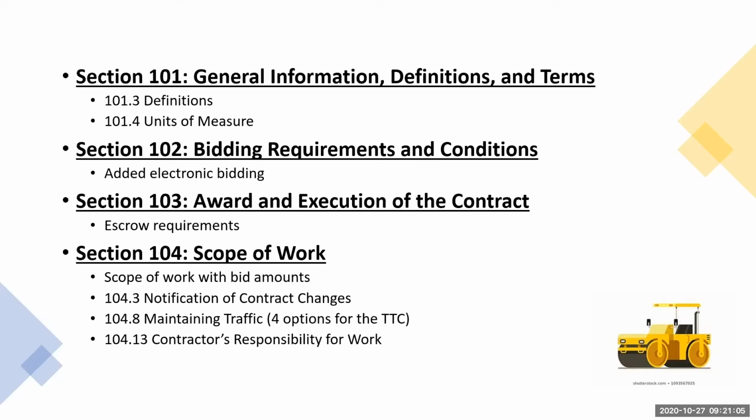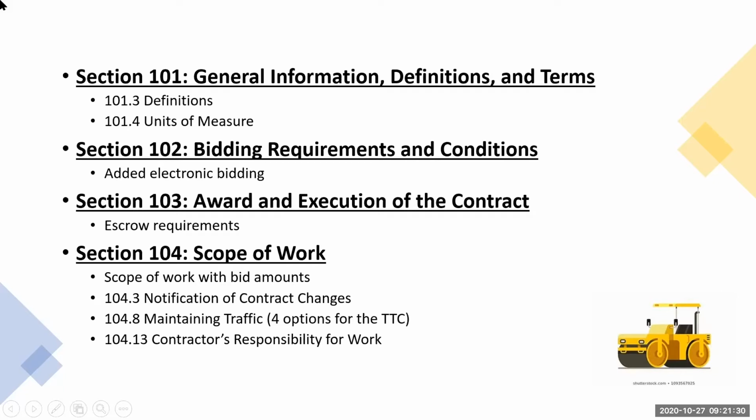Added electronic bidding in the 102. Of course, we're definitely into that. We got forced into it a little faster than we were getting into it, but I think it's working very well. And in 103, escrow requirements, we did some updates there, and 104, scope of work.